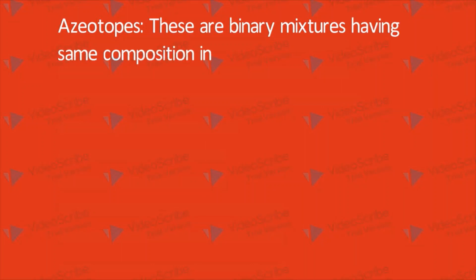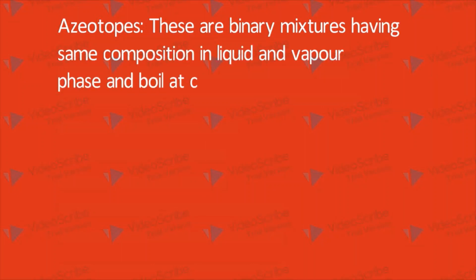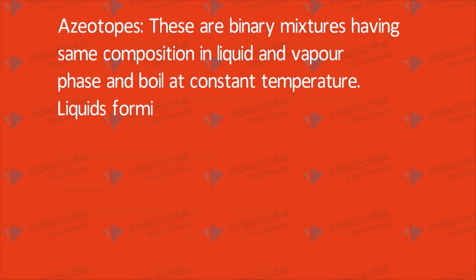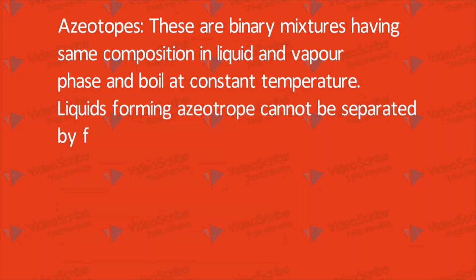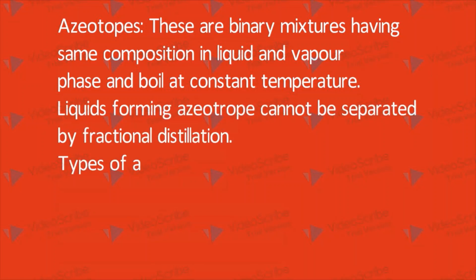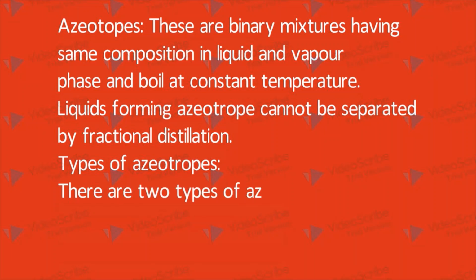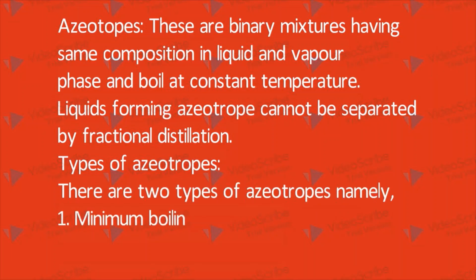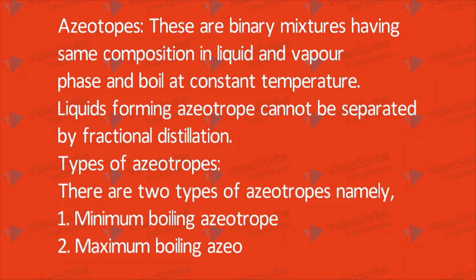Azeotropes. These are binary mixtures having the same composition in liquid and vapor phase and boil at constant temperature. Liquids forming azeotrope cannot be separated by fractional distillation. Types of azeotropes. There are two types of azeotropes, namely minimum boiling azeotropes and maximum boiling azeotropes.